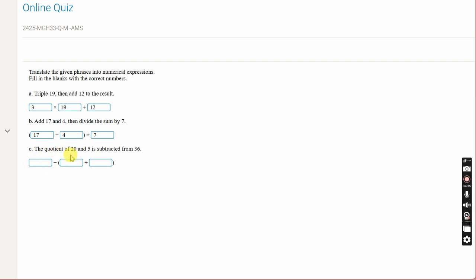The last one is the quotient of 20 and 5 is subtracted from 36. So the quotient of what? 20 and 5. Remember, whatever is written first, you need to write the number in the first part. 20 divided by 5 and then subtracted from 36.